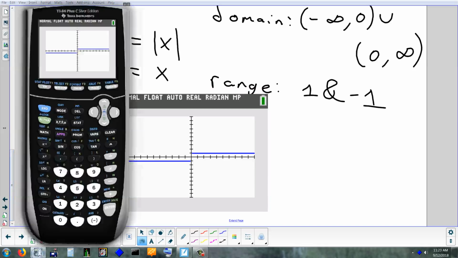You didn't get that graph? And did you type in exactly that? Absolute value of x divided by x? Oh, you got it? Yeah. Okay.